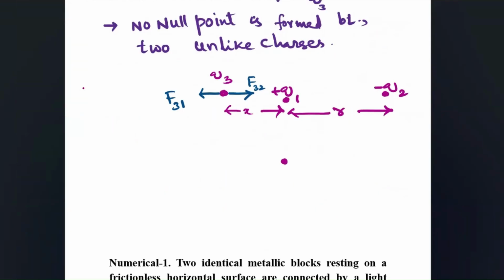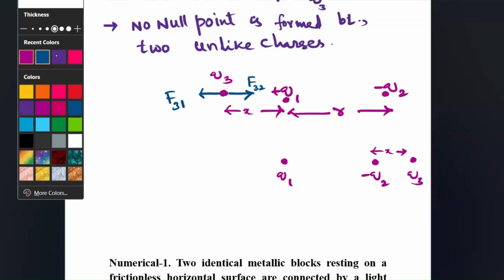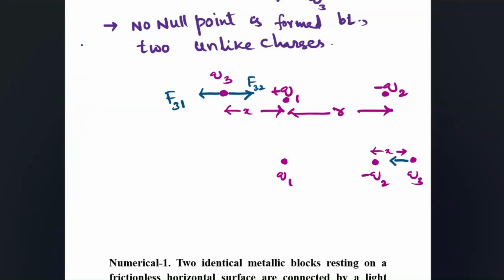See here, this is Q1 and minus Q2. I take a third charge Q3 here at a distance x. Let us draw the force diagram, the vector diagram, the free body diagram. Minus Q2 attracts Q3 towards it, Q1 repels it. So forces act in opposite directions. So in this case, the null point is formed. In case of unlike charges, a null point is formed on either side of the system of two charges. That point you can remember.